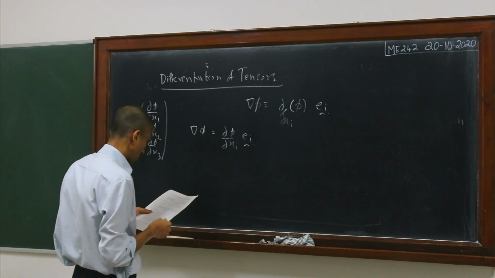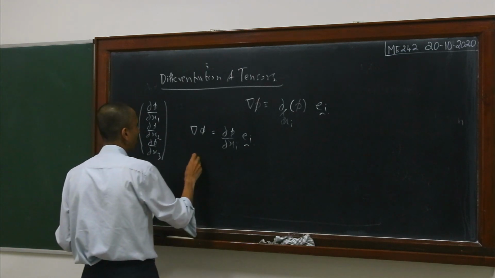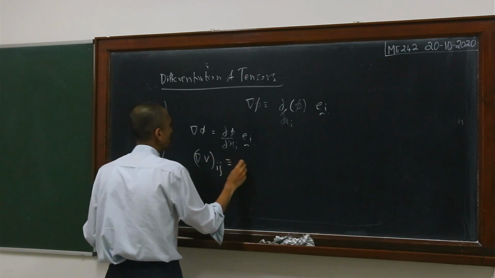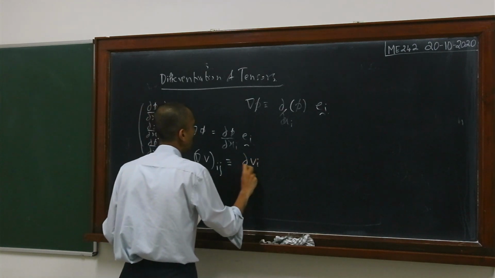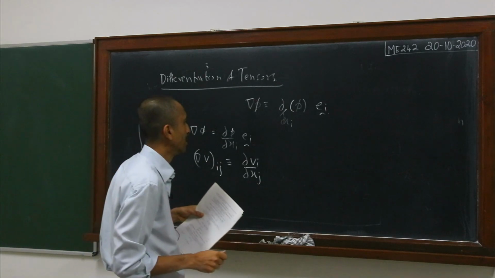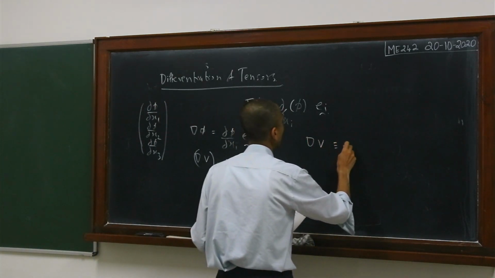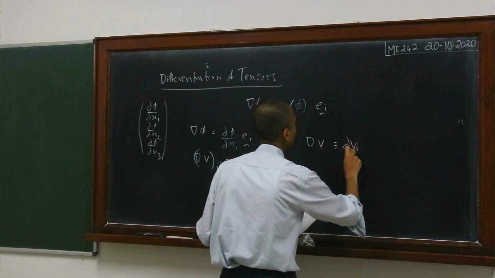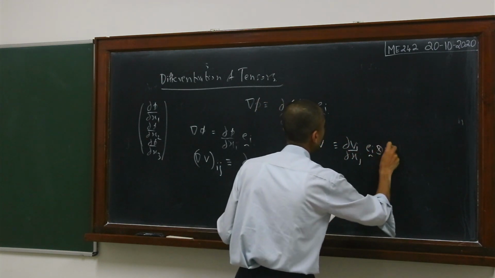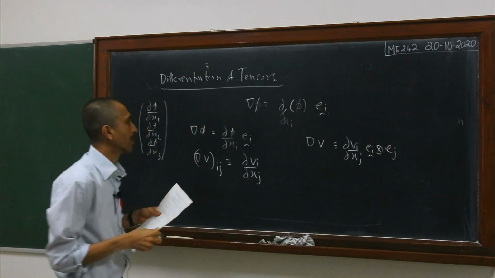Now I will define the gradient of a vector, that is del v ij. I will define this as del vi by del xj. If I want to write this in tensor form, I will write del v is equal to del vi by del xj ei dyadic ej. I will write it in this particular way.